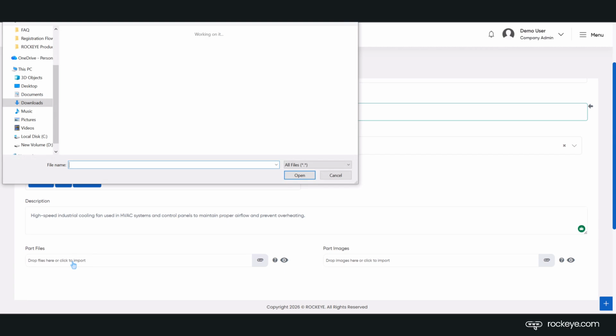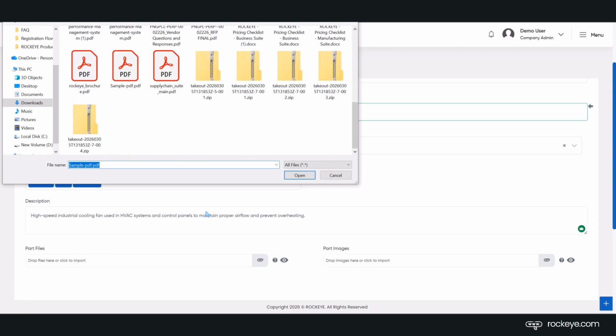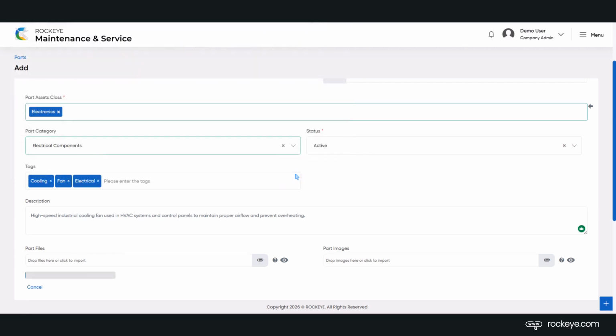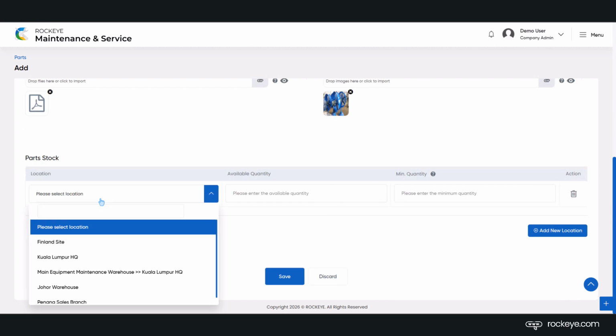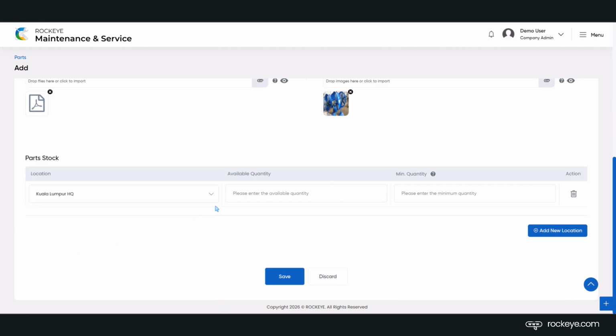Uploaded technical documentation ensures that critical safety and installation manuals remain accessible at the point of use. High-resolution images allow for instant visual verification of components during the complex procurement and receiving process. Defining storage locations and minimum stock levels automates replenishment alerts to prevent costly maintenance delays.